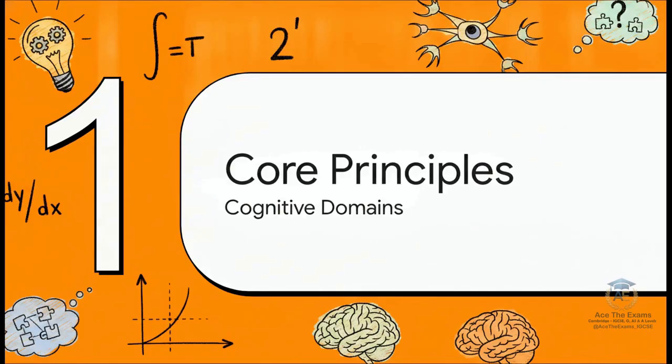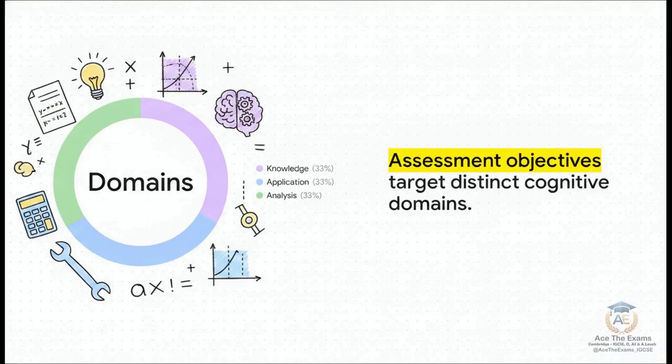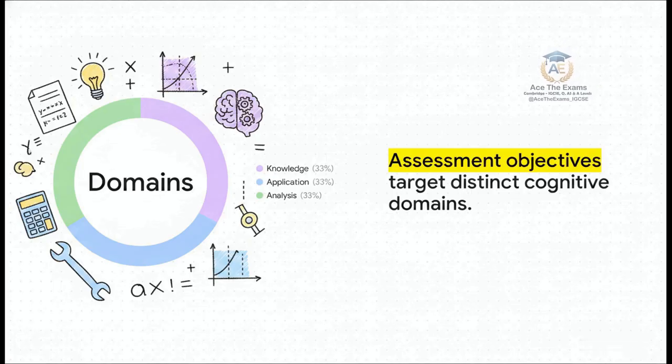All right, Section 1, Core Principles. Let's build the foundation of our entire methodology. So the assessment framework basically targets 3 distinct cognitive domains, kind of like slices of a pie. The first slice is knowledge and understanding. That's just knowing your basic formulas. The second is application, which is actually using that formula. But here's the secret. That final slice, analysis, is the ultimate decider for top marks.